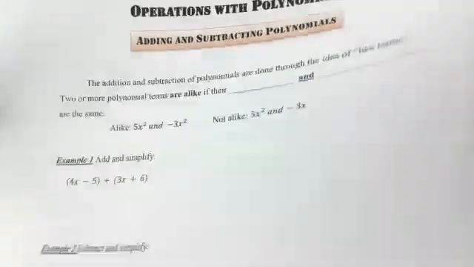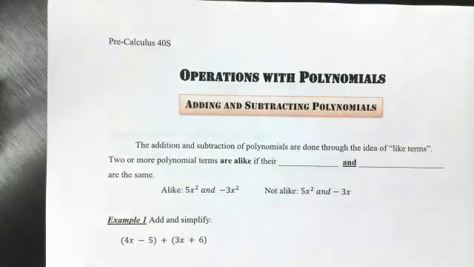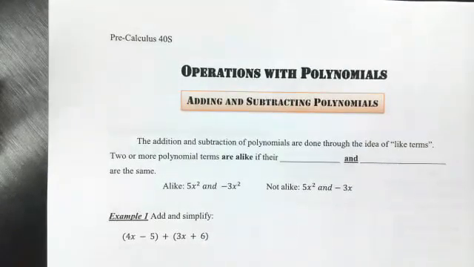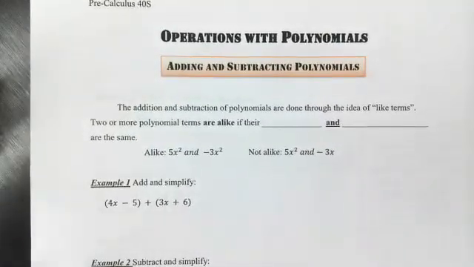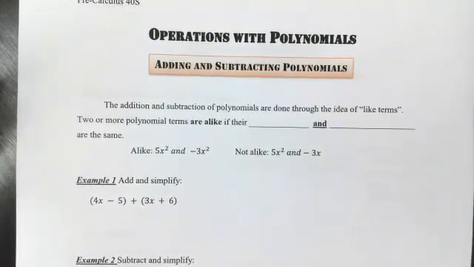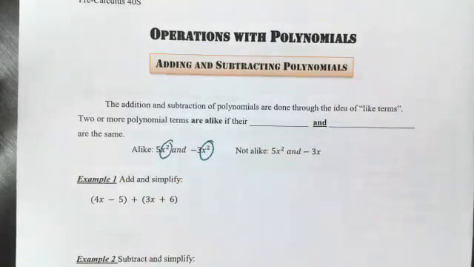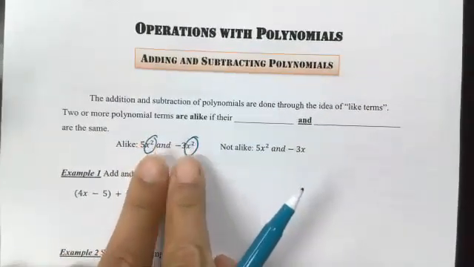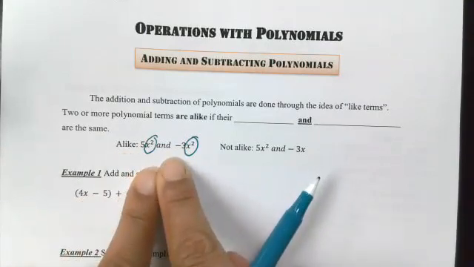You want to get straight into operations with polynomials. The first kind is adding and subtracting, because they're very similar to one another. So adding and subtracting polynomials are done through the idea of like terms. So we can add or subtract 2 or more polynomials if they are alike. When are they alike? When the powers are exactly the same. So when you have 2 terms with exactly the same powers but different coefficients, all you have to do is merge or put together those coefficients.